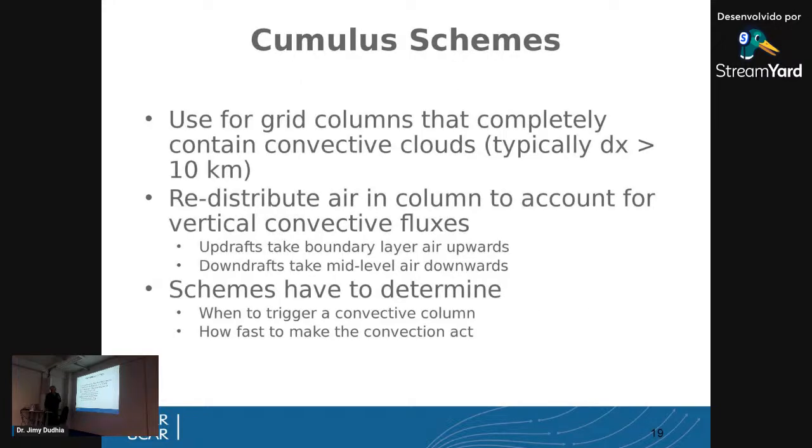So for cumulus schemes, you need these for grid sizes that completely contain convective clouds, typically grid size greater than 10 kilometers. They redistribute the air in the column to account for vertical convective fluxes. The updrafts take boundary layer air upwards and downdrafts take mid-level air downwards. The schemes have to determine when to trigger a convective column and how fast to make the convection act.